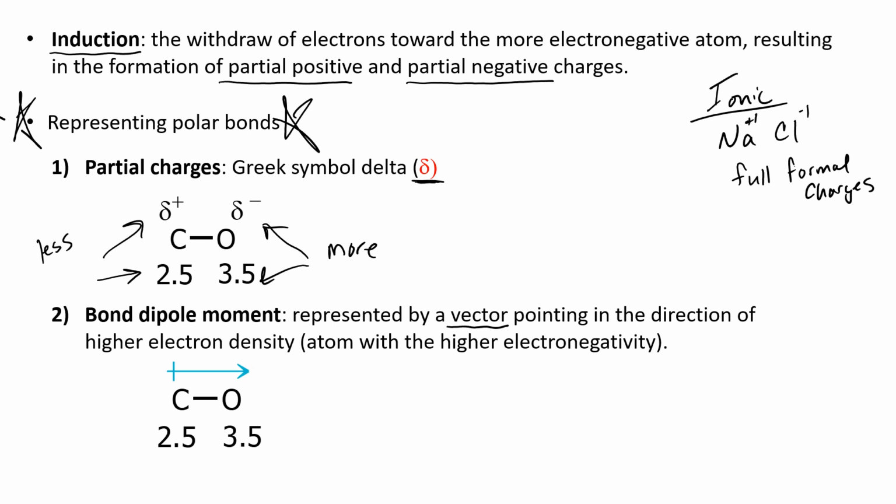So, if you look at our example, carbon is 2.5, oxygen was 3.5. If we want to draw the bond dipole moment, we draw this sort of an arrow with a cross, and an easy way to remember this, that kind of looks like a plus sign. Well, that goes on the less electronegative atom. The arrow is pointing towards the more electronegative atom.